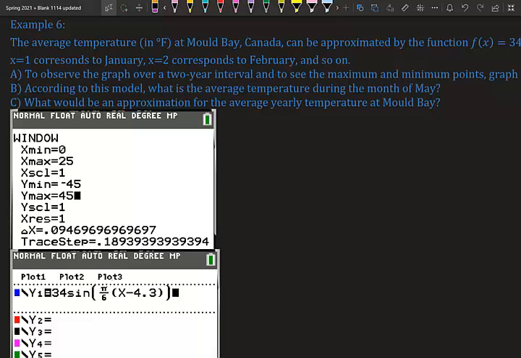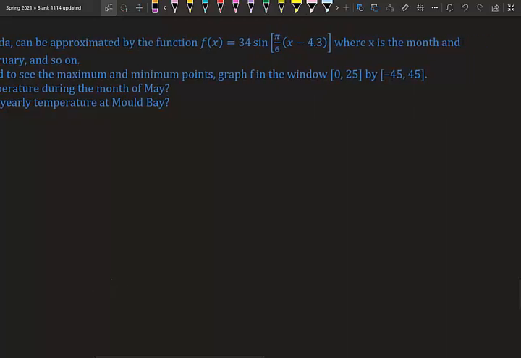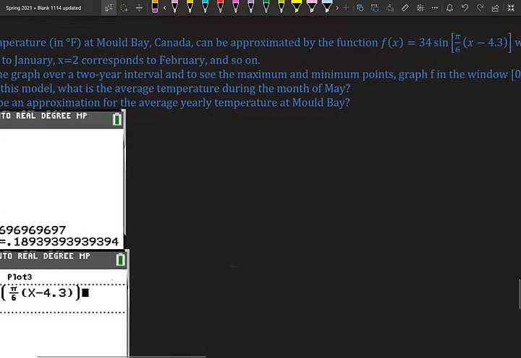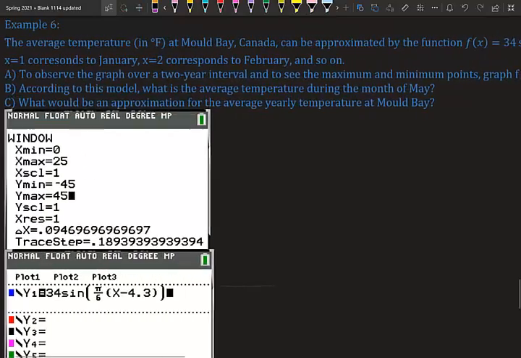The average temperature in Fahrenheit in Mould Bay, Canada can be approximated by the function f of x equals 34 sine pi over 6 times (x minus 4.3), where x is the month, and x equals 1 corresponds to January, x equals 2 corresponds to February, and so on. So June would be 6, December would be 12. A. To observe the graph over a 2-year interval and to see the maximum and minimum points, we graph f from the window 0 to 25 by negative 45 to 45.